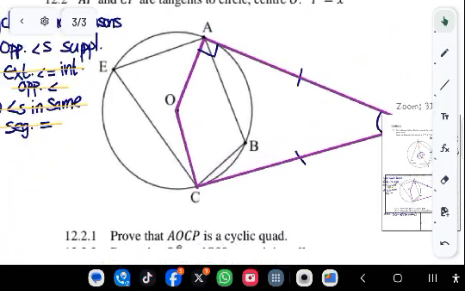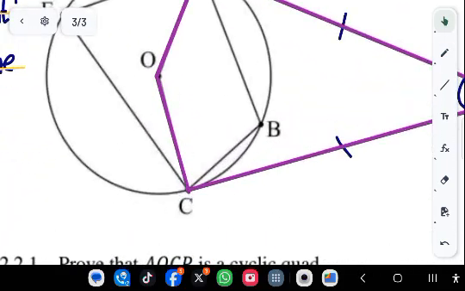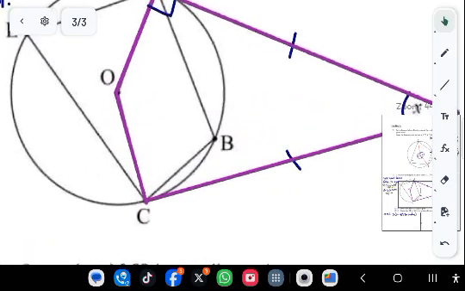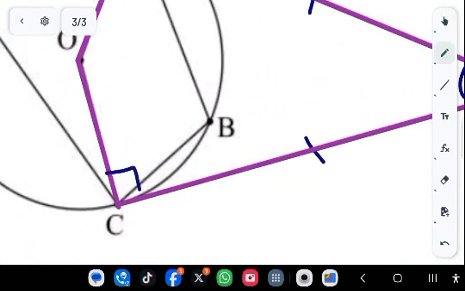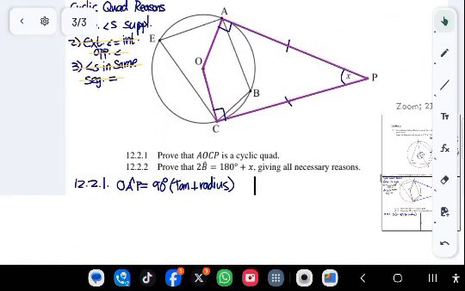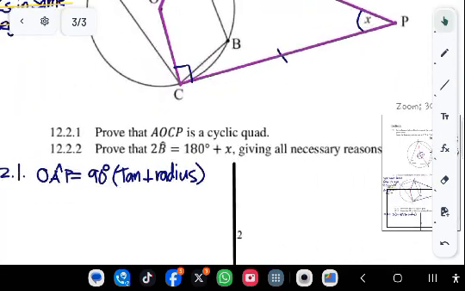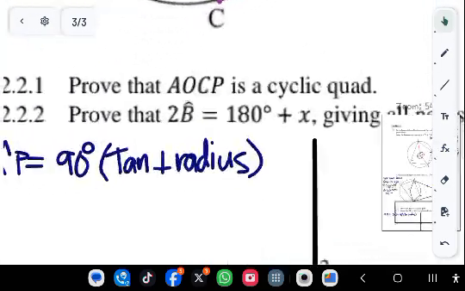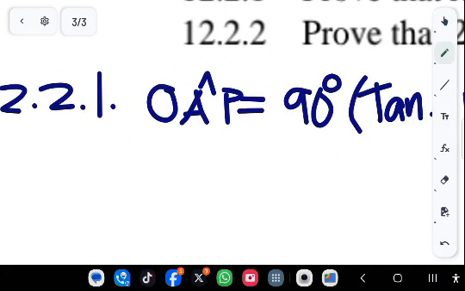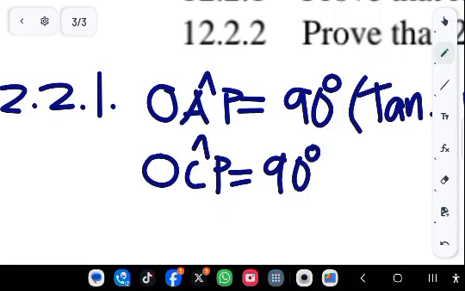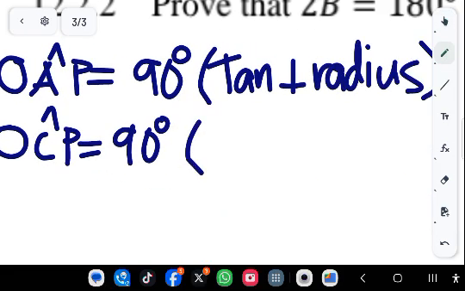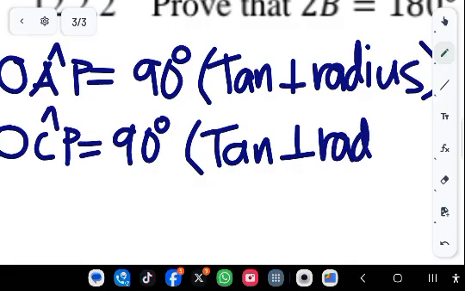Similarly, angle OCP is equal to 90 degrees. Same reason. Tangent perpendicular to radius.